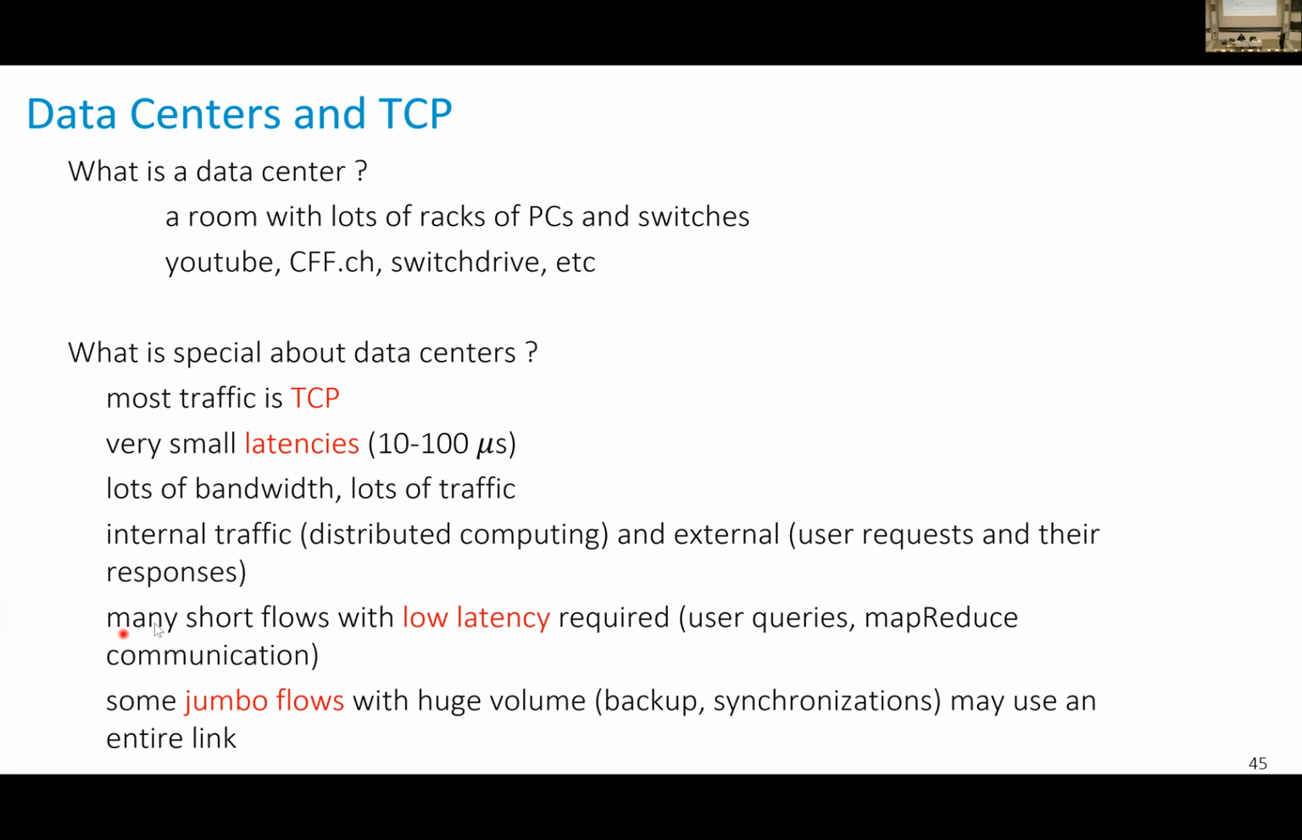Well, most traffic is TCP. For Google data centers, it might be QUIC sometimes. The latencies are very small, the order of microseconds or tens of microseconds. And you have a combination of really short flows with low latency with huge flows here. So the short flows are if you're crawling the index of Google to give the answer to your Google query. And the jumbo flows are when you're doing background tasks, synchronization of some of the information that is used by the index or backup also here.